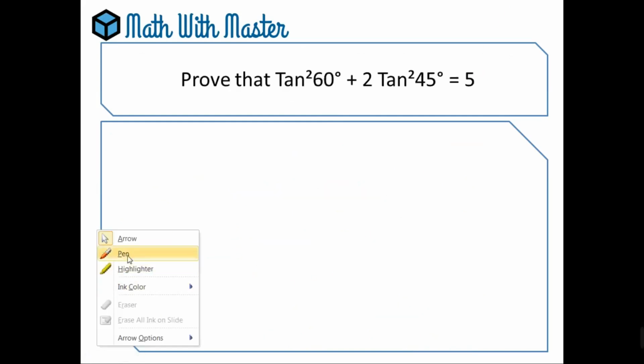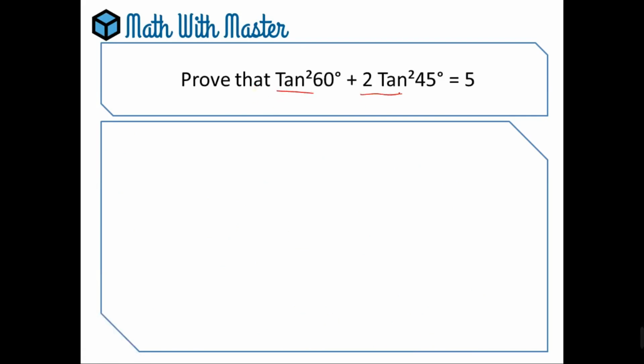Let's move towards the next question. Our next question is, prove that tan square 60 degrees plus 2 tan square 45 degrees is equal to 5. Once again, an easy question.